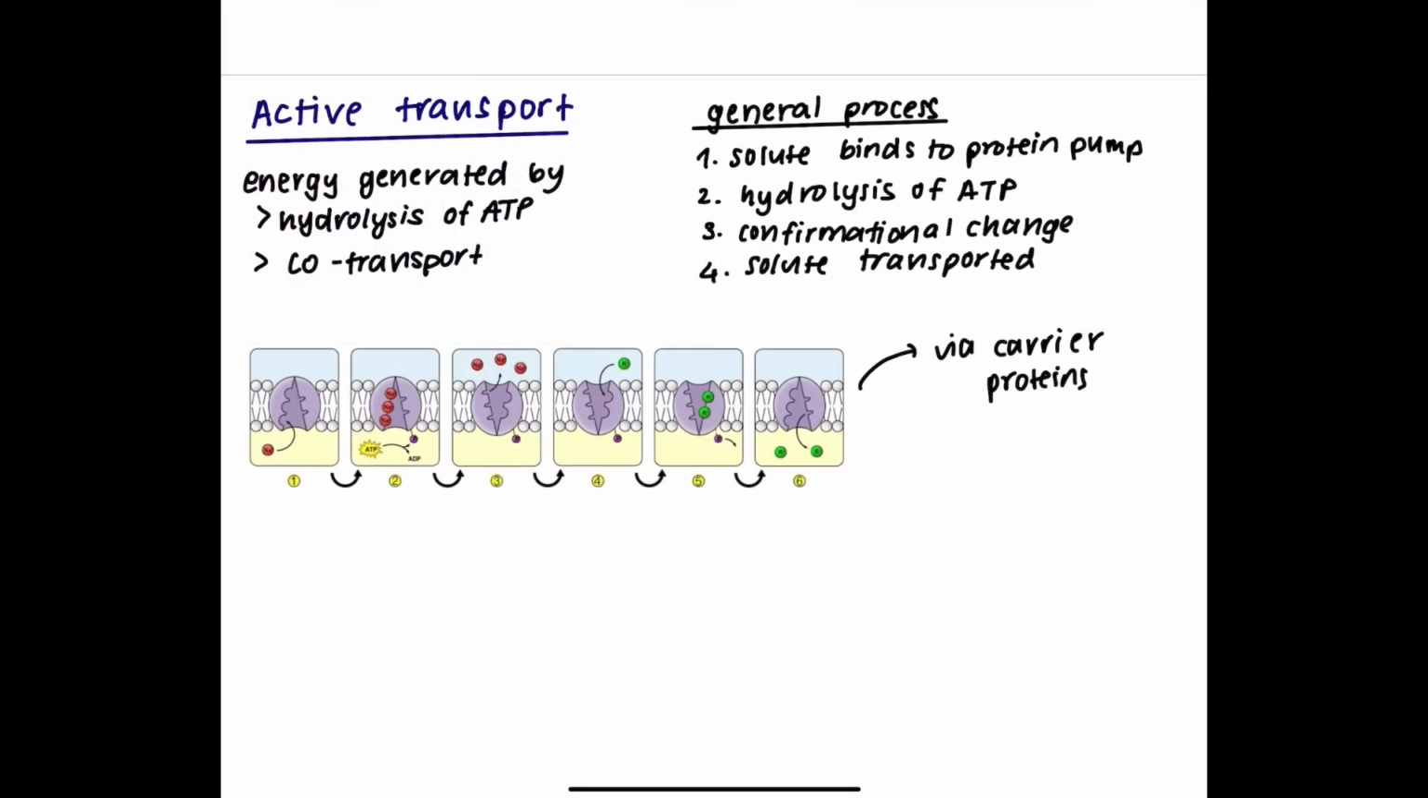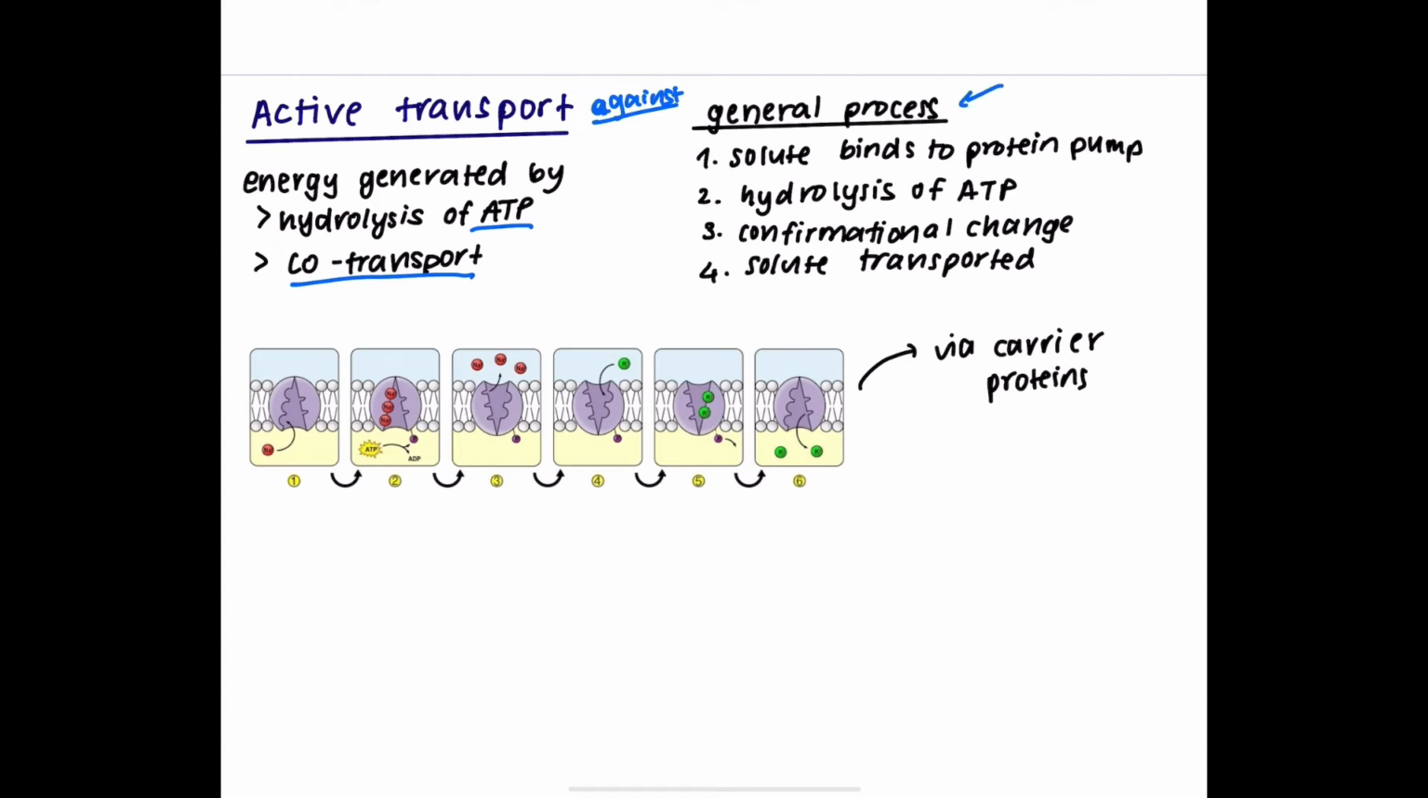Here we have active transport. Active transport uses energy to move molecules against the concentration gradient. There are 2 ways in which energy is generated for active transport. One is the hydrolysis of ATP, as we know, and the other one, as I mentioned before, is co-transport.